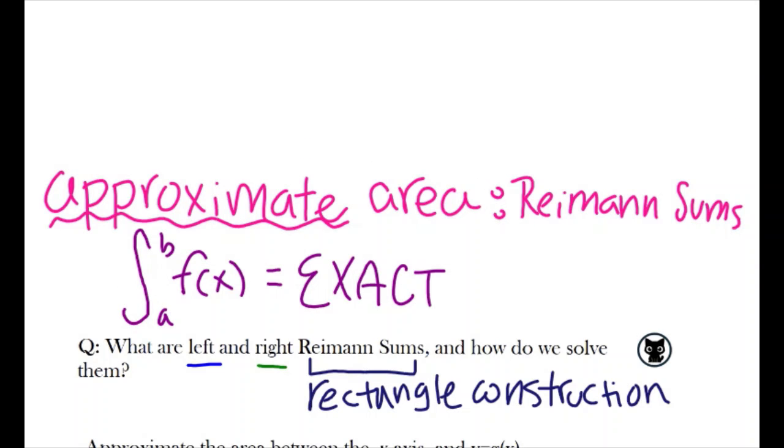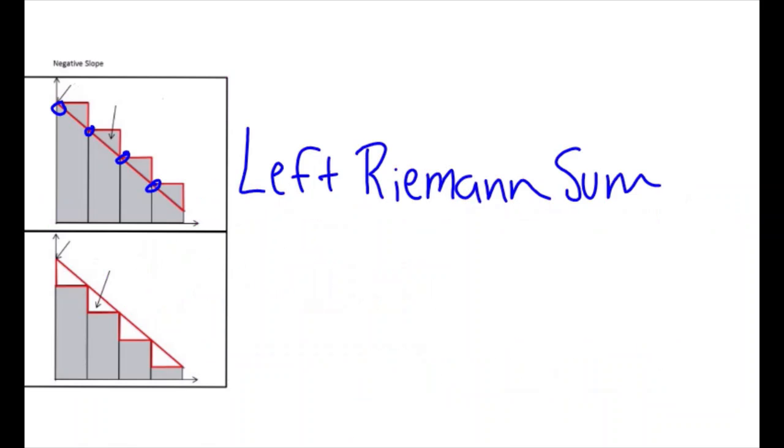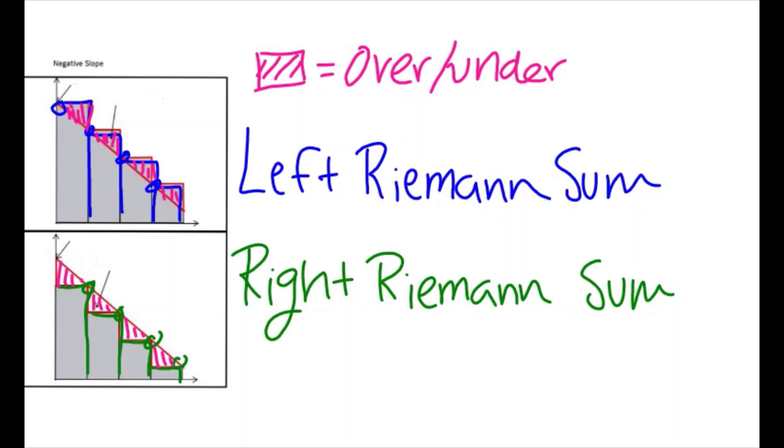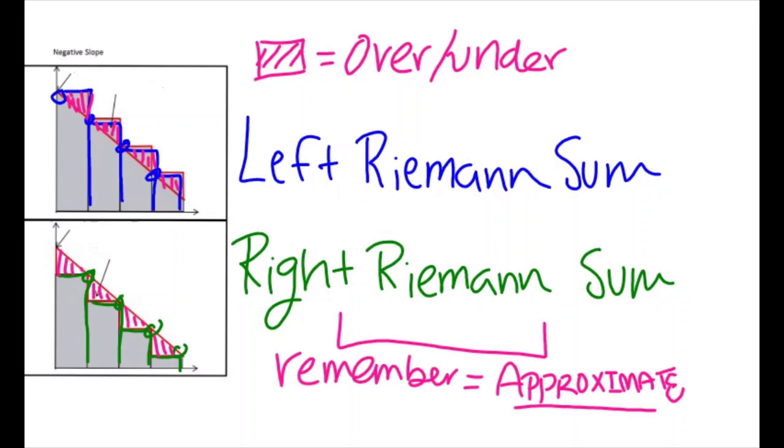Now, the difference between left and right Riemann sums has to do with how we choose to construct our rectangles. If we choose to make our rectangles touch the curve with its top left corner, then we are using a left Riemann sum. On the other hand, if we choose the top right corner, then we are using a right Riemann sum. Now, you may have noticed that for our rectangles, it looks like there is some area that the rectangles don't cover or go over. This is because our approximations are just that, approximations. So our estimations might be over or under, depending on the type of graph and what sum we are using.